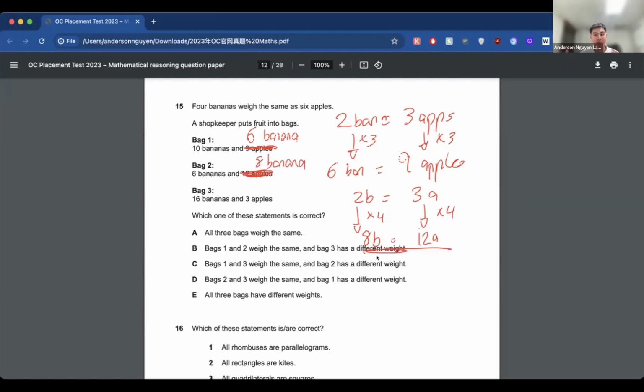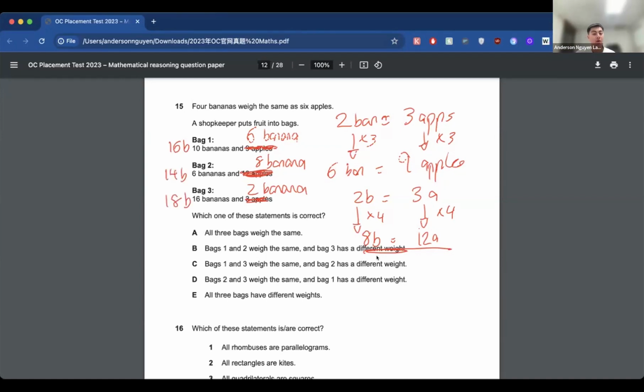So you see how everything's in terms of bananas, right? I'm guessing if a monkey was doing this question, they'd really like it because everything's in terms of bananas. So bag 3, 3 apples. Oh, no need to change anything since we already know that 3 apples is worth 2 bananas, right? So since everything's in bananas in each bag, you can add them all up to see the total number of bananas. Bag 1, 10 plus 6 is 16. Bag 2, 6 plus 8 is 14. Bag 3, 16 plus 2 is 18.